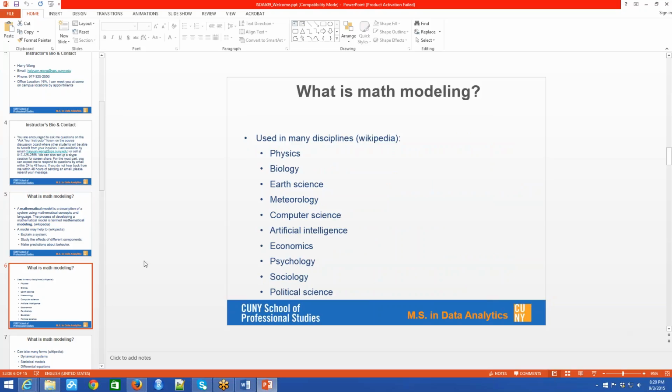And then let's look at the major applications. It can be used in physics, biology, earth science, meteorology, economics, psychology, even sociology and political science. So it really has a wide range of applications.